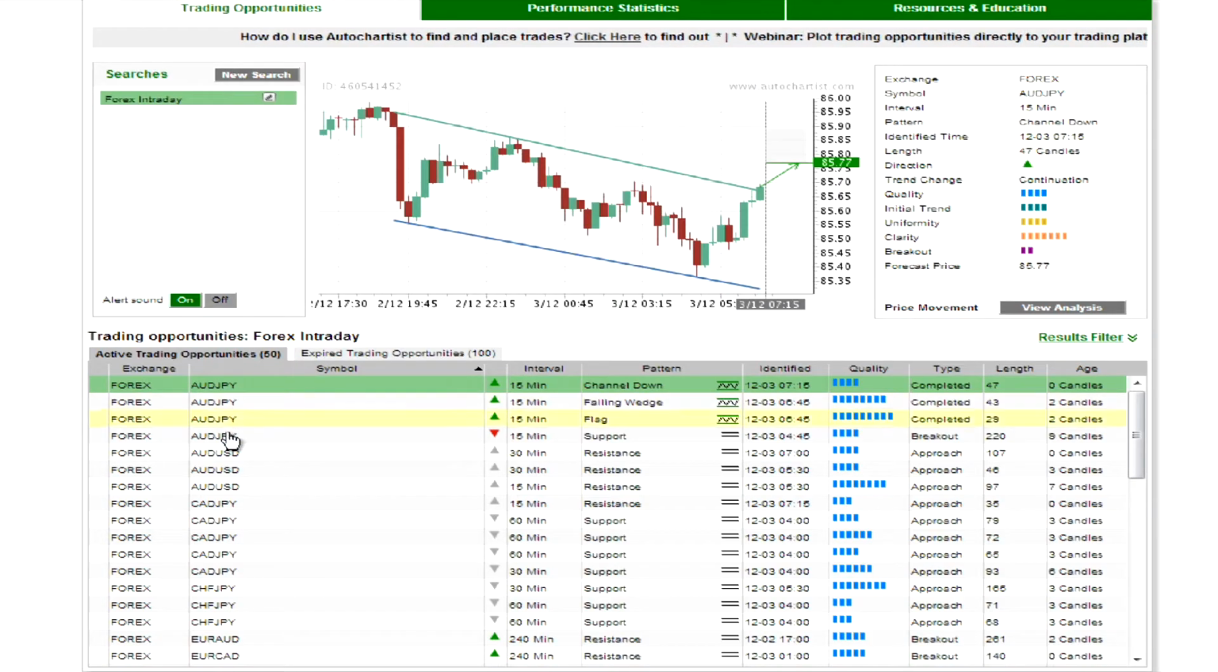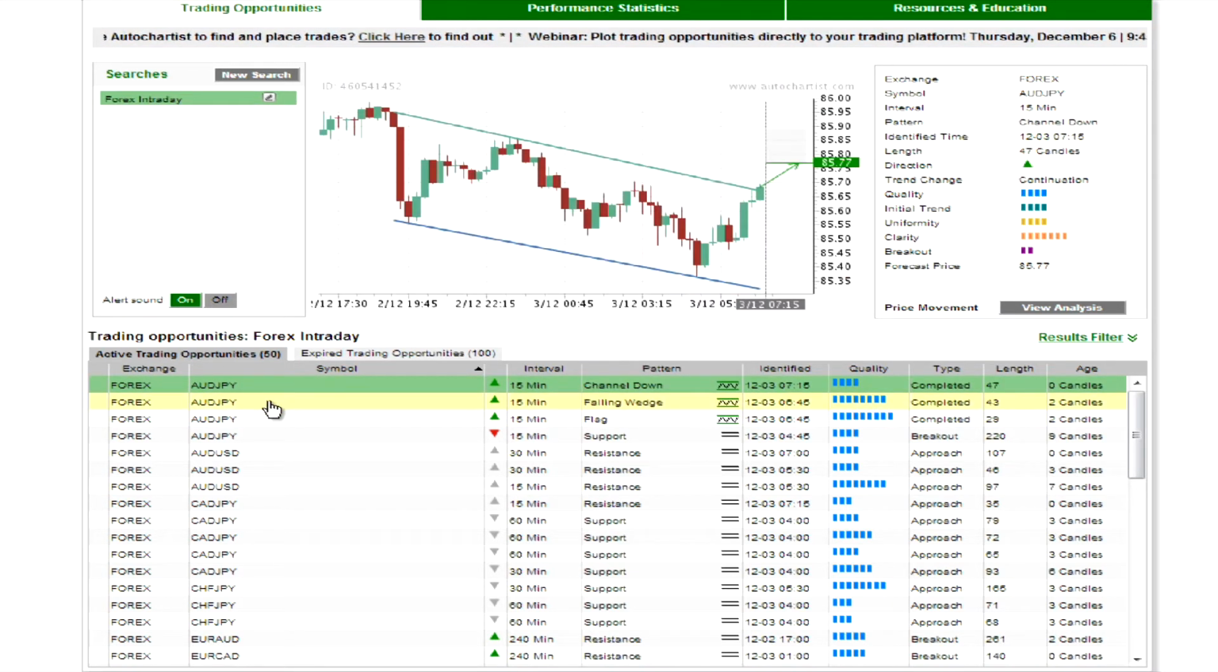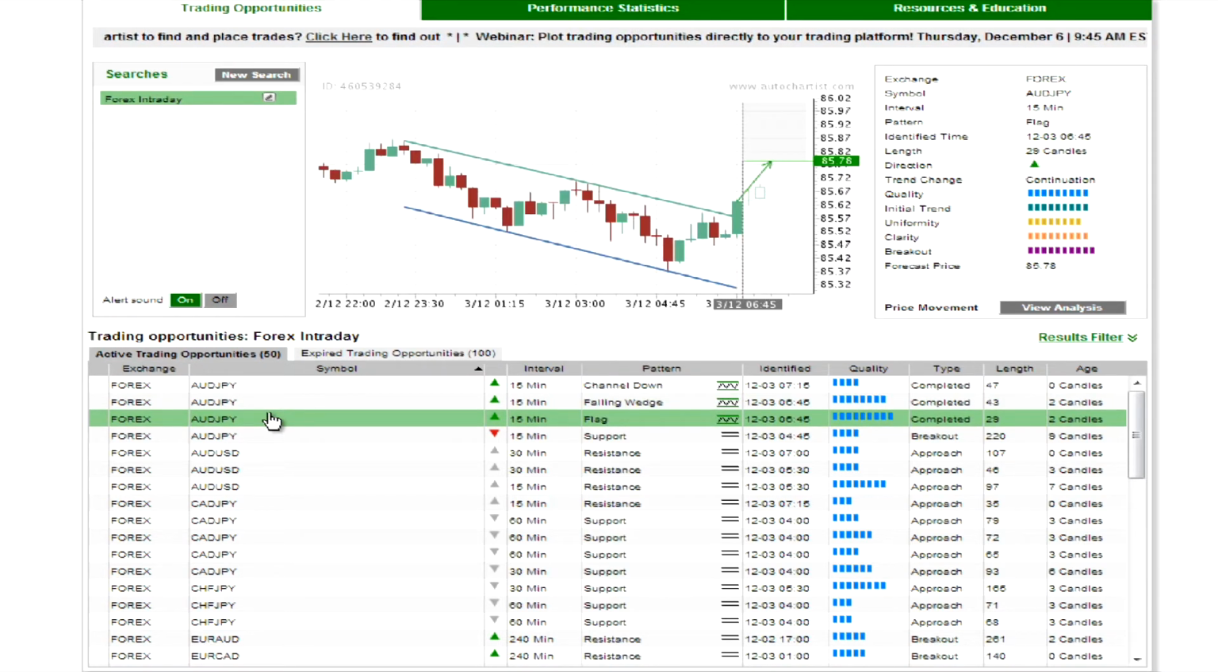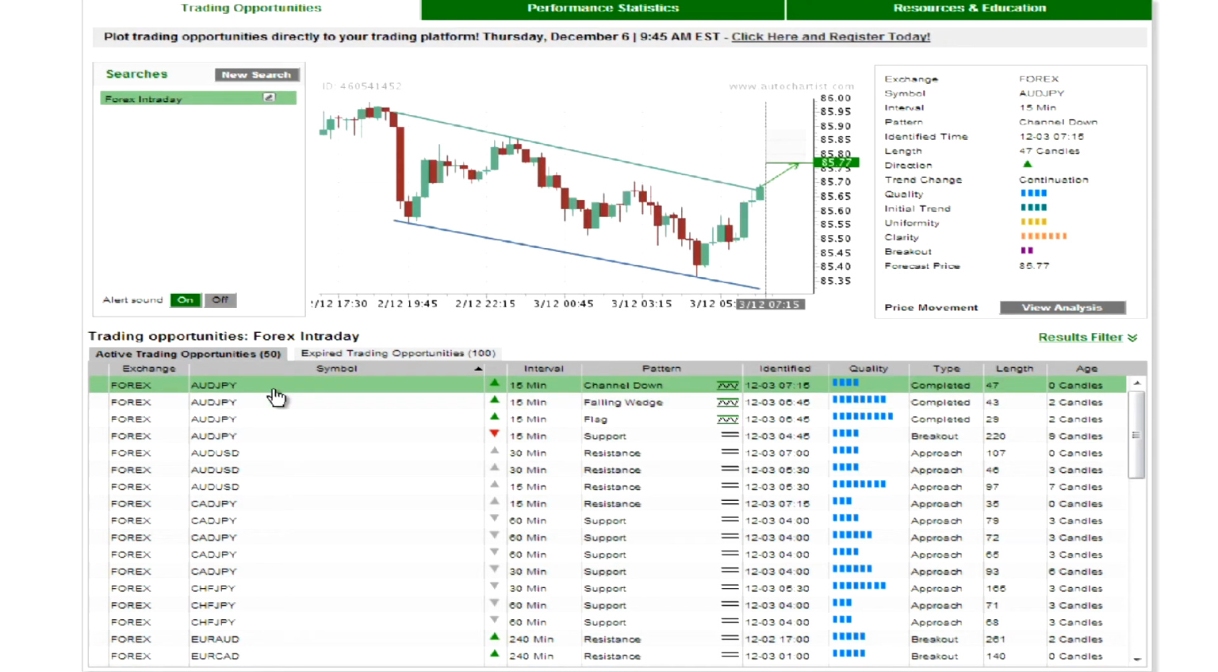So now I basically have all the opportunities grouped together by instrument. I'm clicking through them to see if there's anything that I like, and I'm making a note on a piece of paper next to me about the instruments that I like. So I certainly like AUDJPY. There's some nice breakouts going on there, so I wrote that down on a piece of paper.